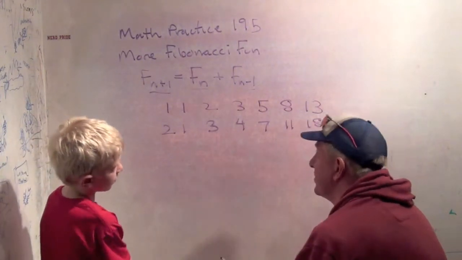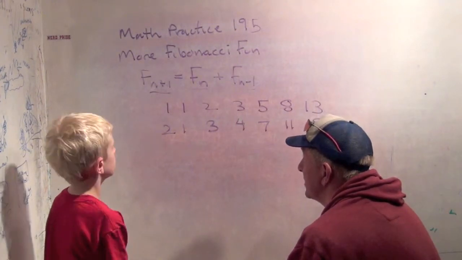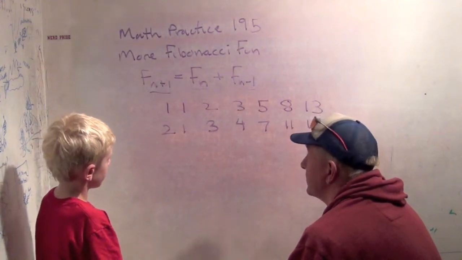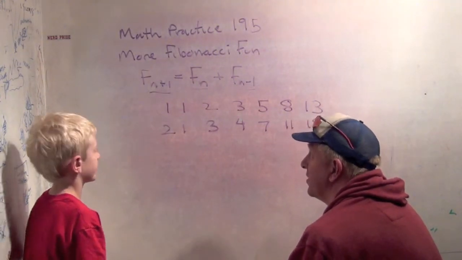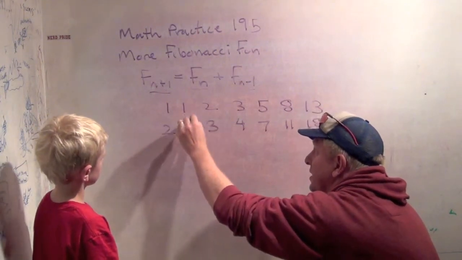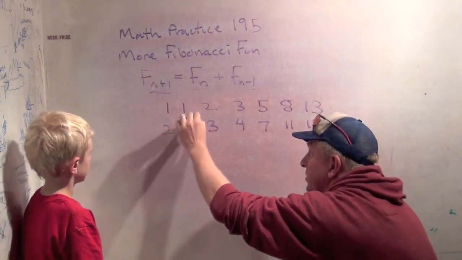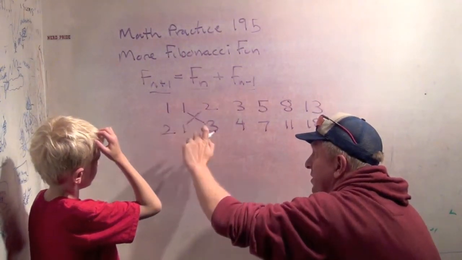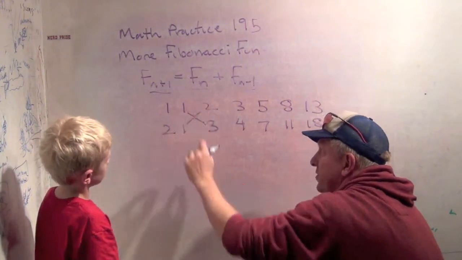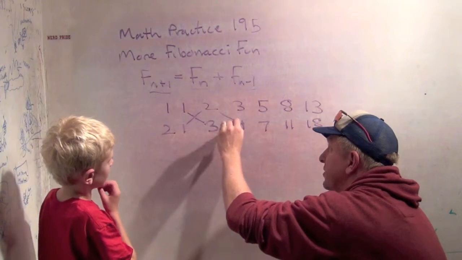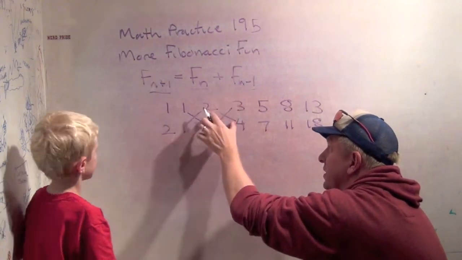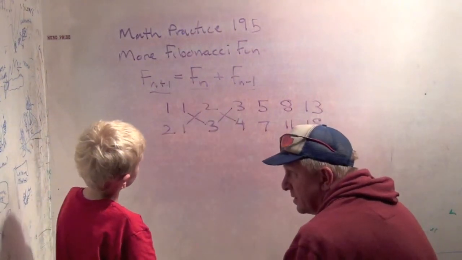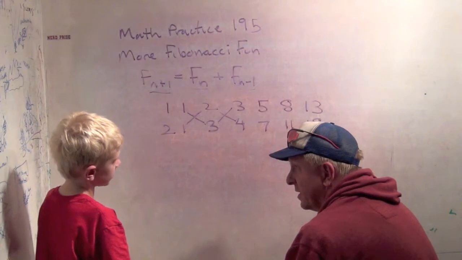Okay. Let's see if we can find some other patterns. How about, you want to see a neat one? What if I multiply a Fibonacci number and a Lucas number? So if I go 1 times 3, I get 3. 1 times 2 is 2. What's the difference between 3 and 2? 1. Okay. What if I do it here? 2 and 4 and 3 and 3? 3 times 3 is 9. And 2 times 4 is 8. What's the difference? 1.